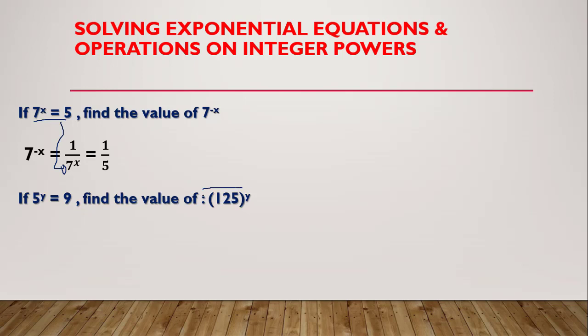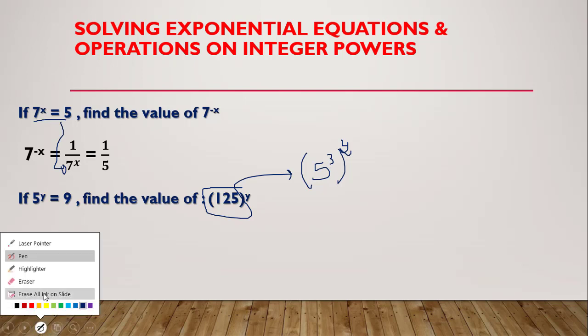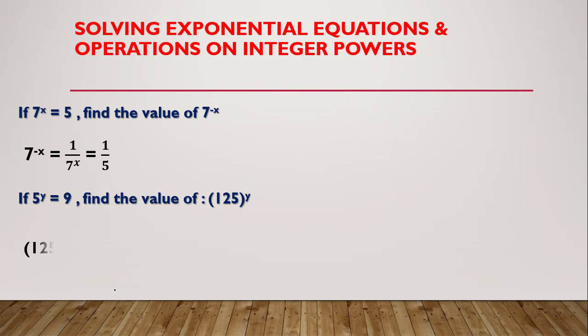If 5 power y equals 9, find the value of 125 power y. Do you remember that 125 equals 5 power 3? So I want 5 power 3 all power y. It means 5 power y all power 3, the same. I can change the order, so here 125 power y, this is the required value, equals 5 power 3 all power y, because 125 equals 5 power 3.